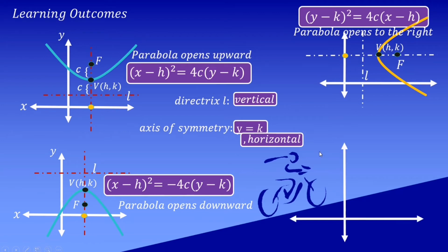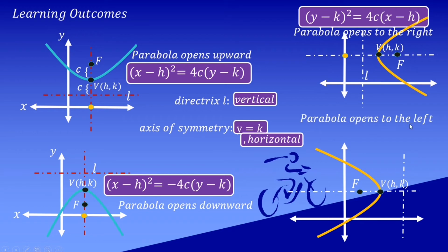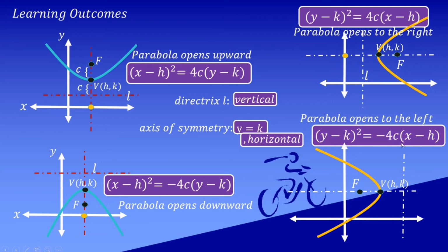Another parabola which opens horizontally. So this is the vertex and the focus. So this parabola opens to the left, with its template (y minus k) squared is equal to negative 4c multiplied by (x minus h). The axis of symmetry here, y is equal to k, and the horizontal line divides the parabola. And the directrix is vertically aligned, opposite to the parabola that opens to the left.